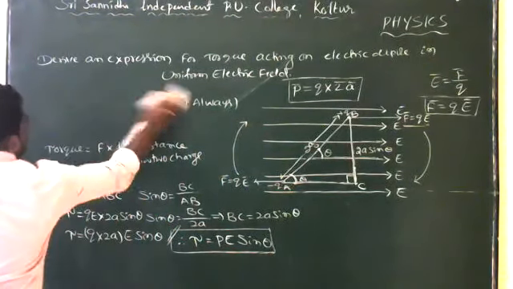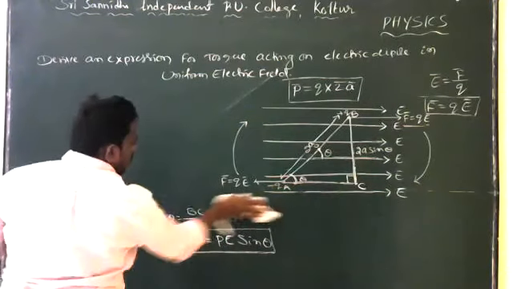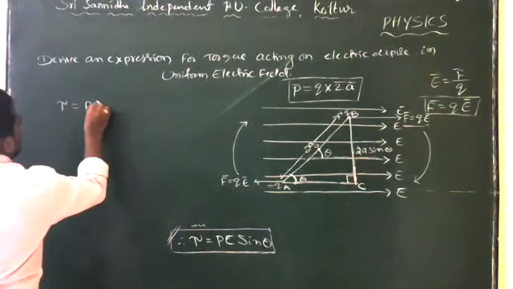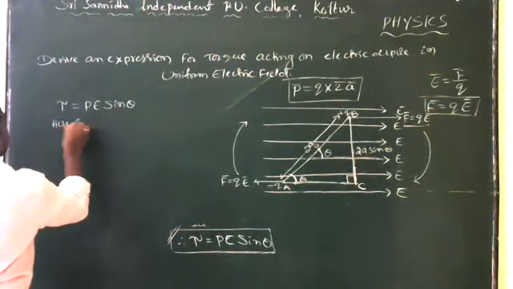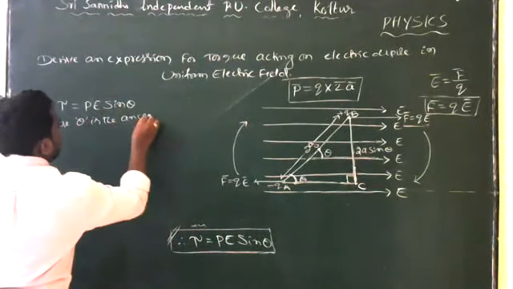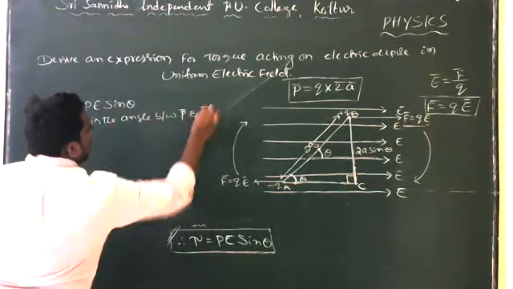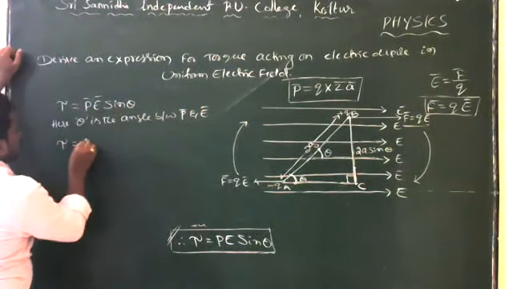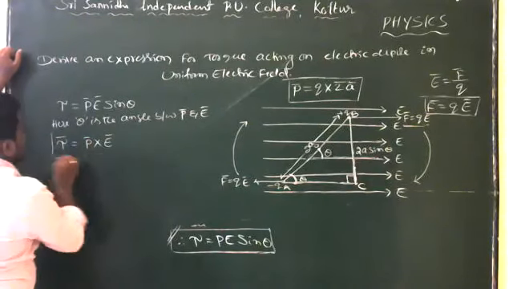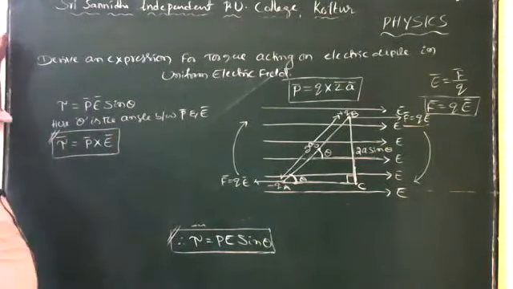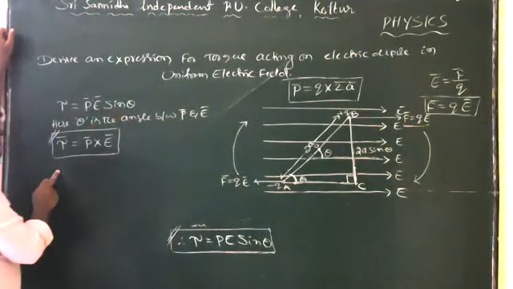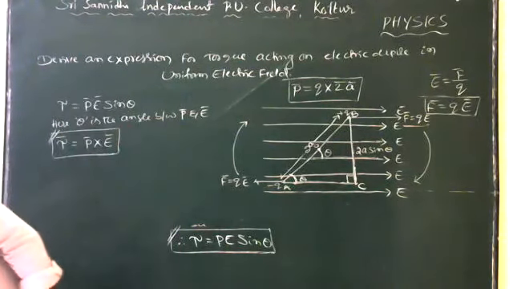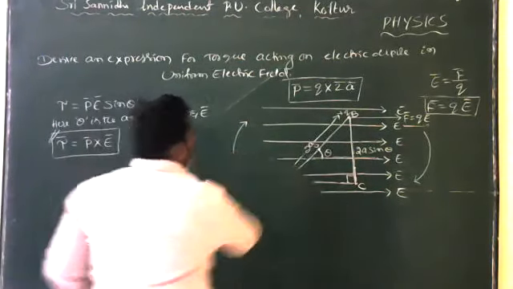Now next. What is the final expression for torque? Torque tau is equal to PE sine theta. Here theta is the angle between the P vector and the E vector. PE sine theta can be written as torque tau is equal to P vector cross E vector. The cross product of two vectors gives another vector. In what condition is torque maximum, and in what condition is torque minimum? Next we shall discuss when torque is maximum and when torque is minimum.